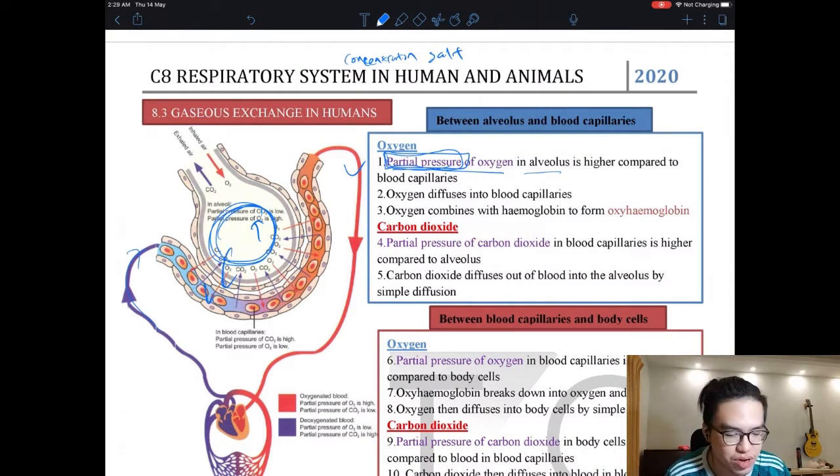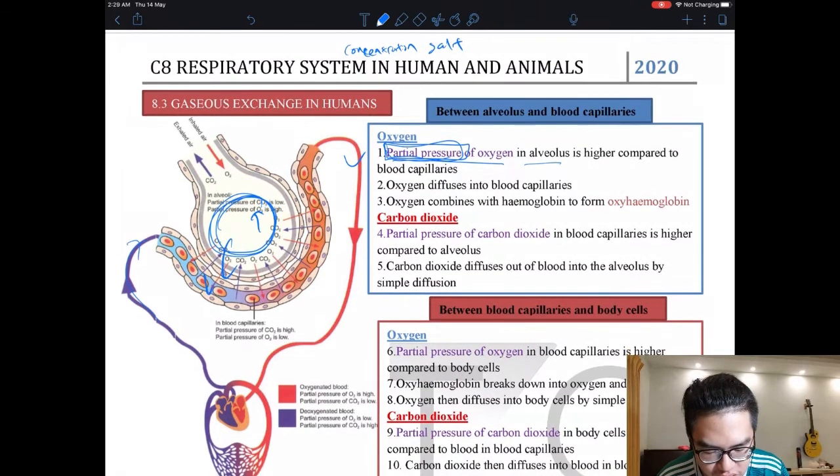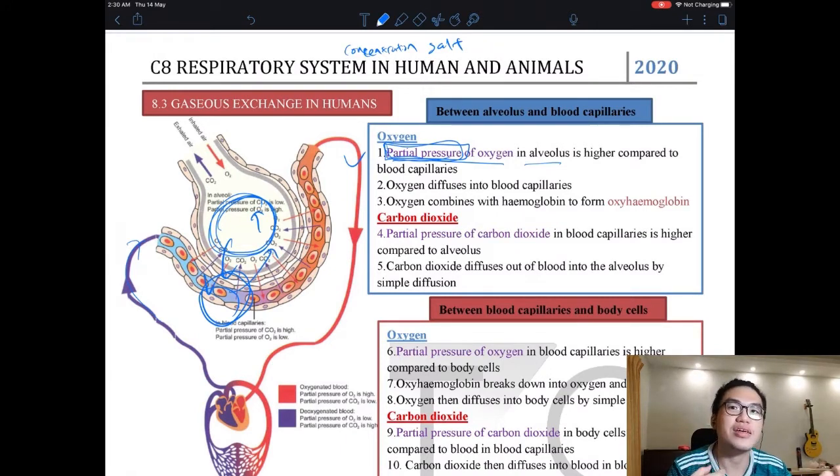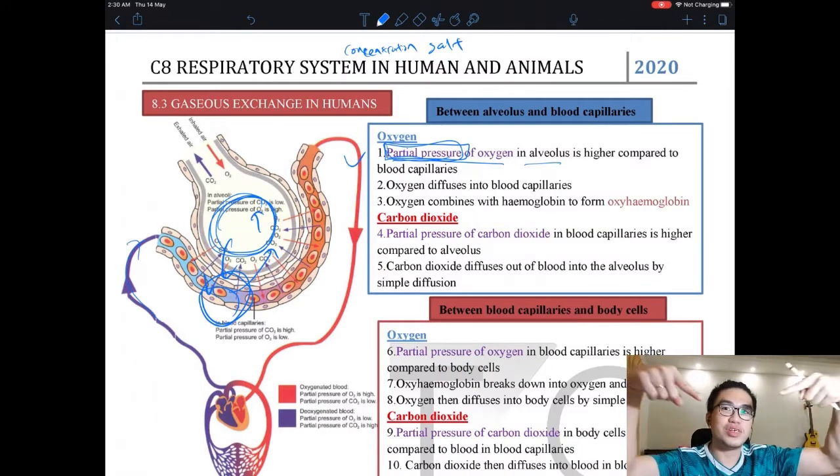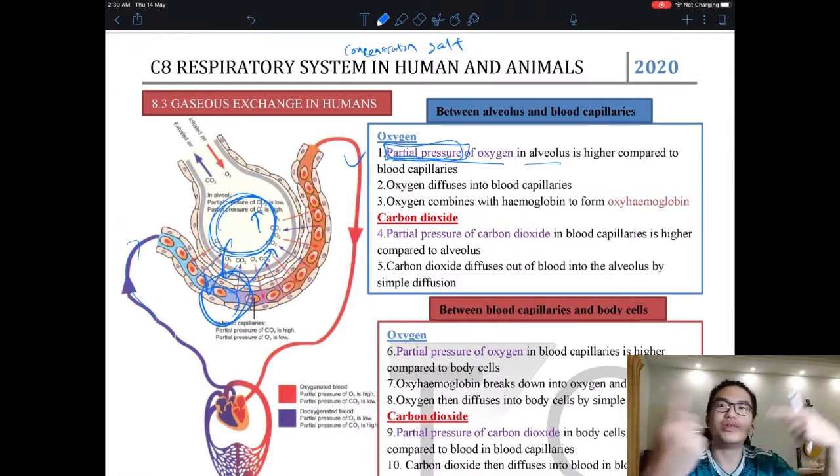Same goes to carbon dioxide. Partial pressure of carbon dioxide is very high in the vein, in the capillary coming in. So I will jump into the alveolus. So it's like a two-way thing. They don't need active transfer. That's why simple diffusion can work because it's high to low, down concentration gradient. Remember, I've talked about this for a million times. Down concentration gradient. So both are going down concentration gradient, only opposite way.